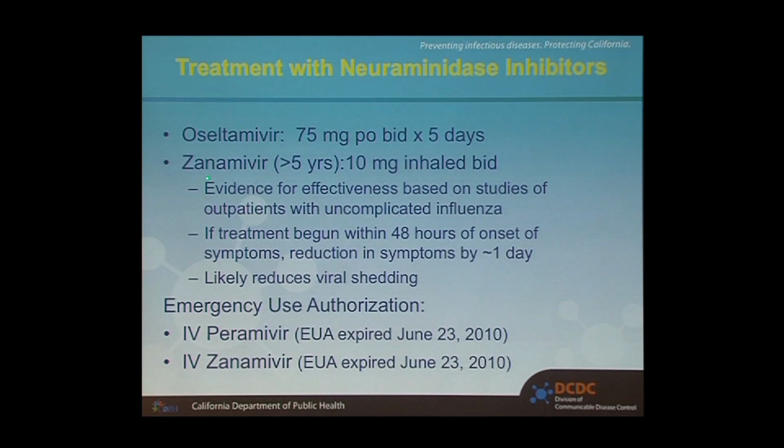The other drug out there is an inhaled drug. It's more difficult to give, and we don't give it very often. There's an age limitation, so you can't use it in young children. And for someone who has a hard time with inhaler-based medicines, it can be hard to use.